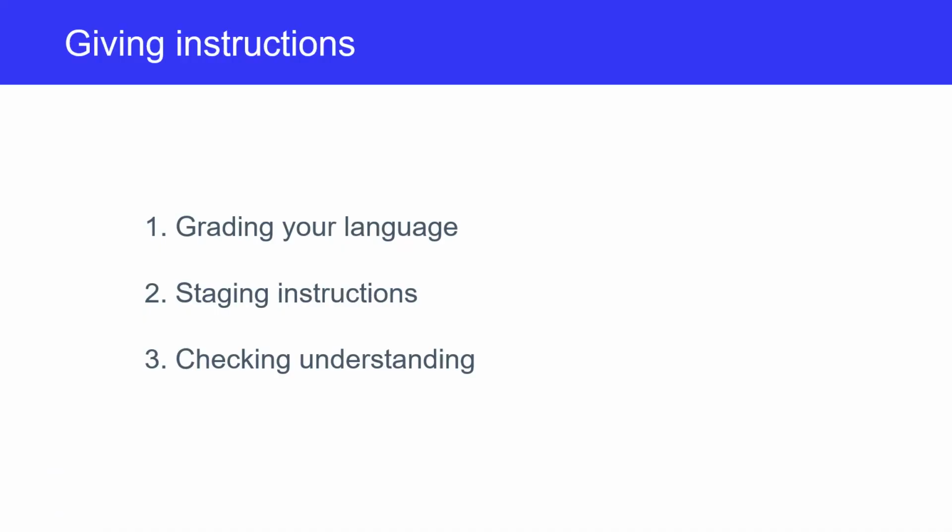In this video, we'll be looking at 3 key elements that can make giving instructions more accessible for your learners. First, we'll look at grading your language.